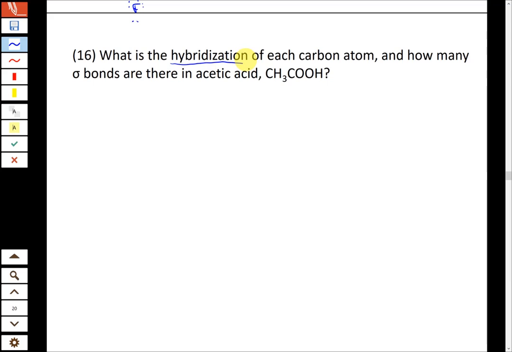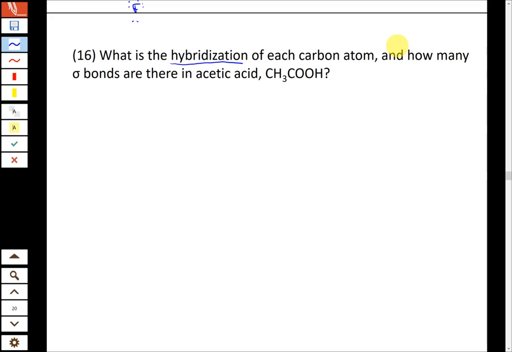And then the other thing that we can do with that approach is predict which bonds are sigma bonds and which bonds are pi bonds. There are 2 major types of bonds in covalent molecules, determined by whether the orbitals are aligned head-to-head or side-to-side, sigma being head-to-head, pi being side-to-side. So this question here asks about both of those topics. We're taking acetic acid, CH3COOH, and we want to know the hybridization of each carbon atom and how many sigma bonds are there total.